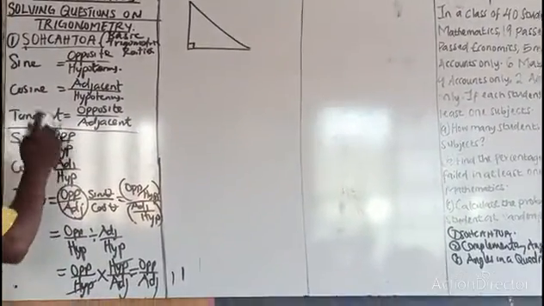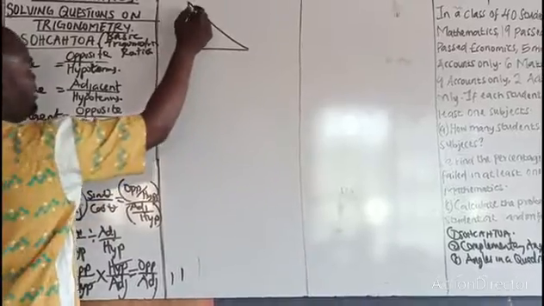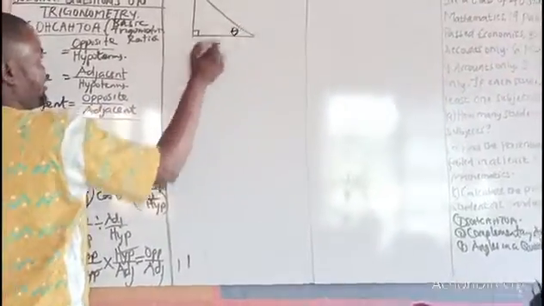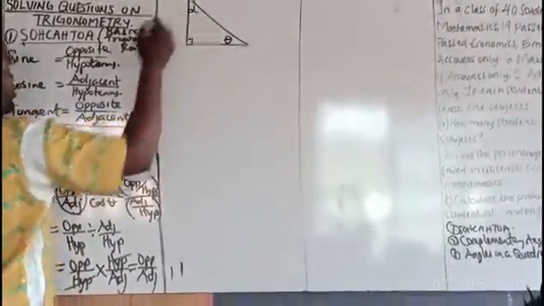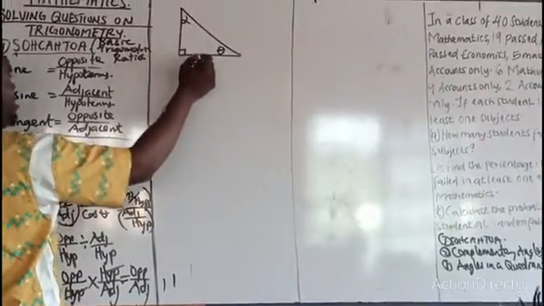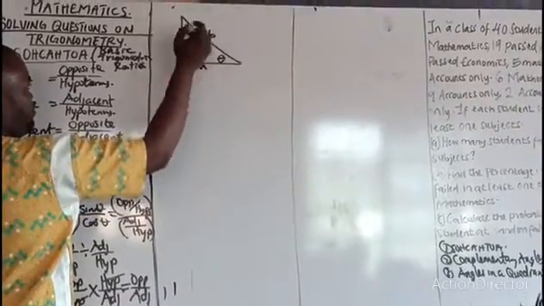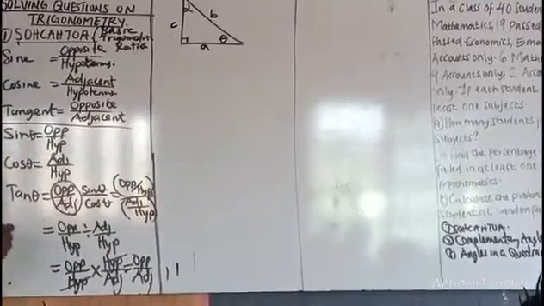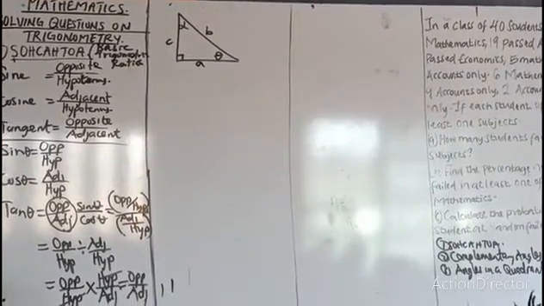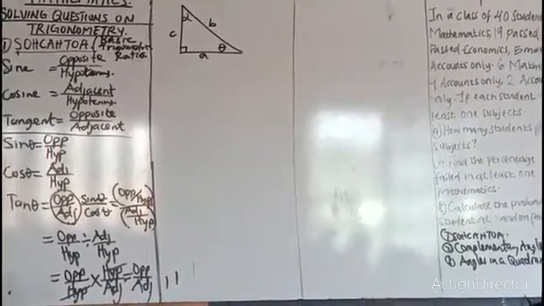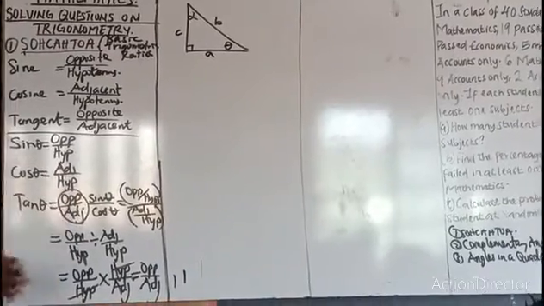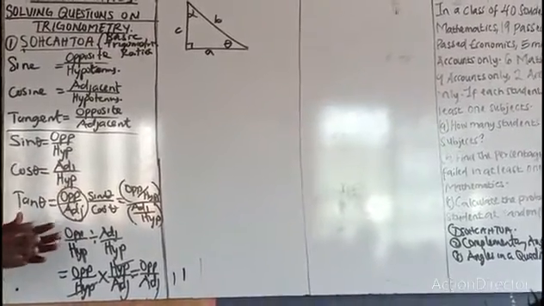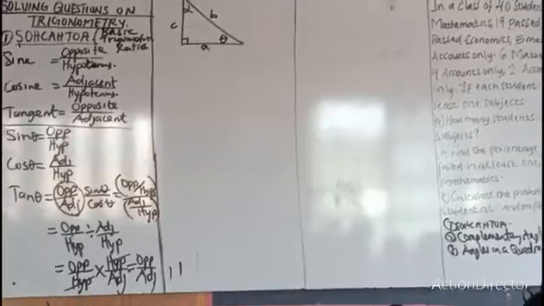We are trying to relate what we have just said. Okay? And this is angle theta. And maybe this is angle alpha. Now this side is called A, B, C. We want to understand what we mean by opposite, what we mean by adjacent, and what we mean by hypotenuse.